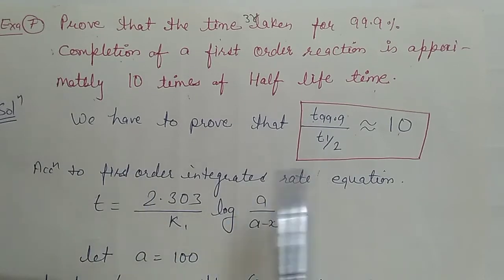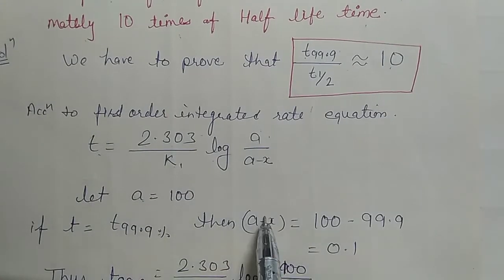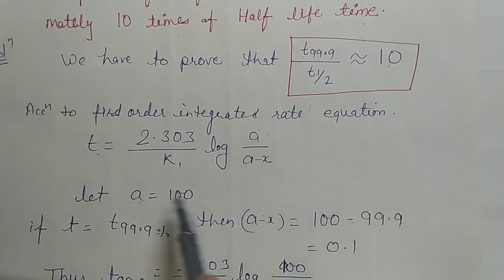So according to first order reaction, T is equal to 2.303 upon K1 log A upon A minus X. If A is equal to 100, then at T 99.9, A minus X will be 100 minus 99.9. Means 99.9% of A is converted into product, then the left concentration will be 0.1 only.